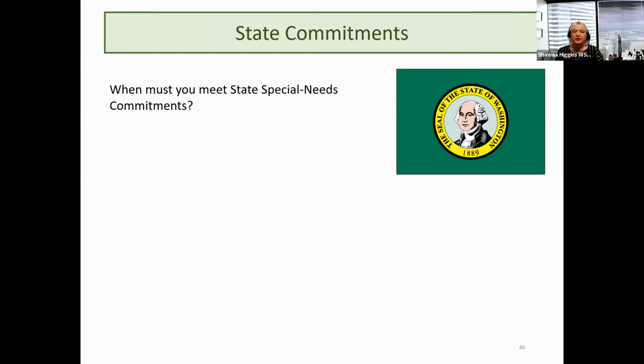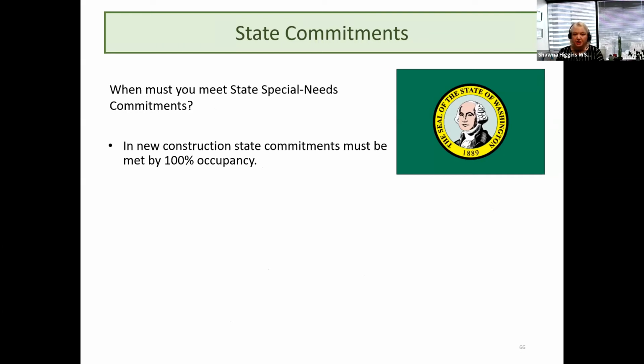So when must you meet the state special needs commitments? In new construction, the state commitment must be met by 100% occupancy. I would definitely not be pushing it off, and then all of a sudden your last 4 units you have to rent to that certain set aside. I would definitely try to do it throughout the lease up.